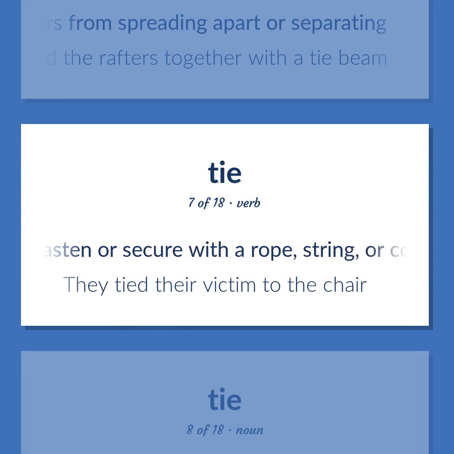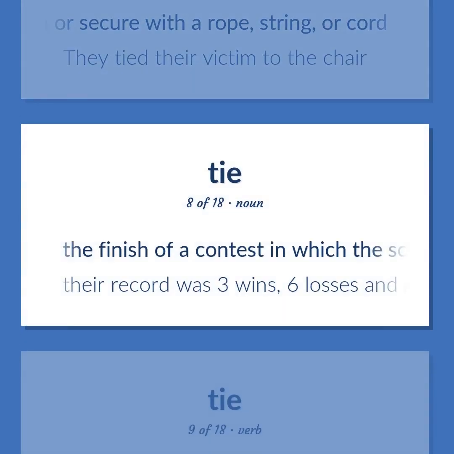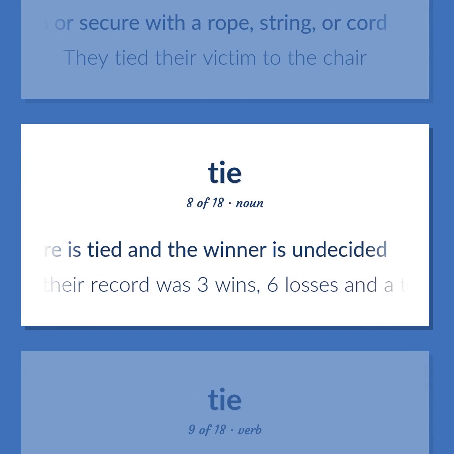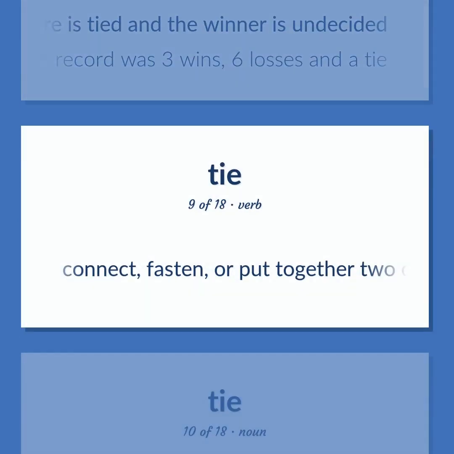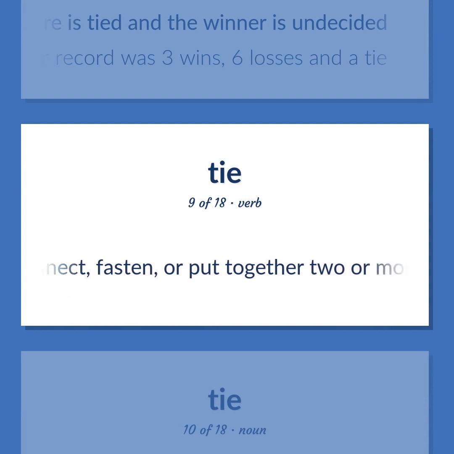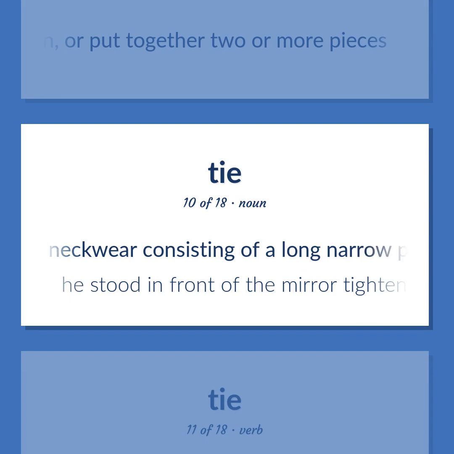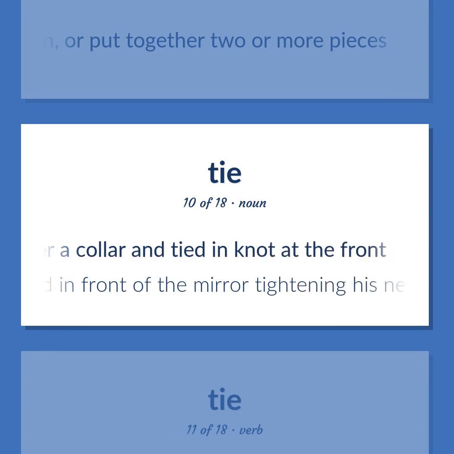Fasten or secure with a rope, string, or cord. They tied their victim to the chair. The finish of a contest in which the score is tied and the winner is undecided. Their record was 3 wins, 6 losses and a tie. Connect, fasten, or put together 2 or more pieces. Neckwear consisting of a long narrow piece of material worn, mostly by men, under a collar and tied in knot at the front. He stood in front of the mirror tightening his necktie.